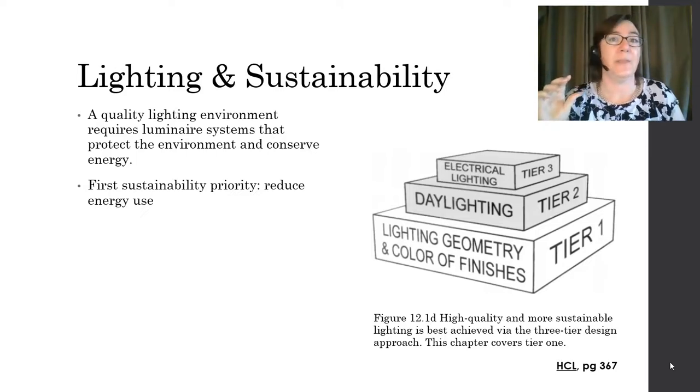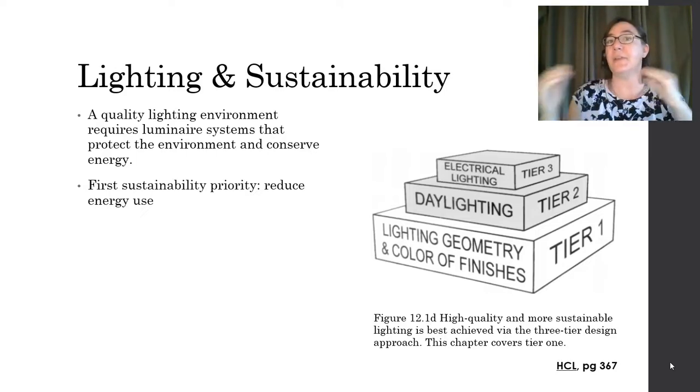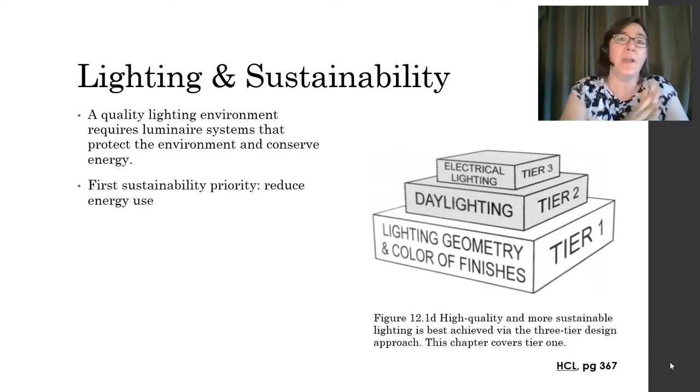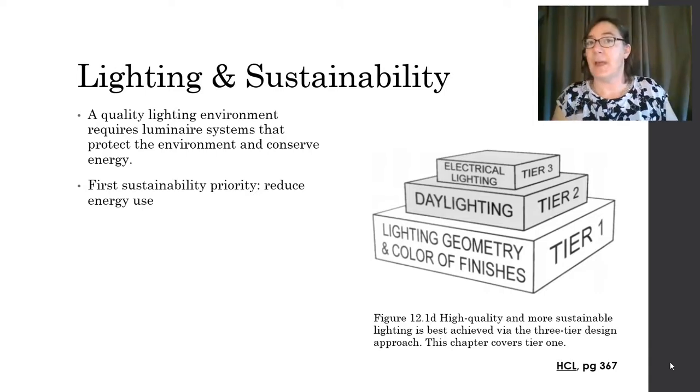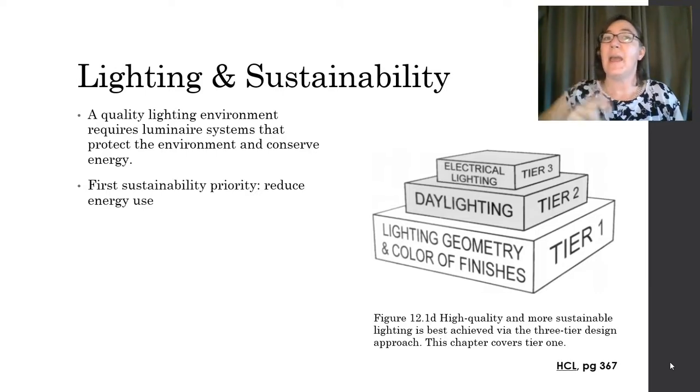Daylighting, which we'll talk about at the end of this lecture, is a kind of tier two decision, made after the tier one decisions and having slightly less impact on sustainability. And finally, electric lighting, which we're going to talk about in next week's module, is a tier three design decision.